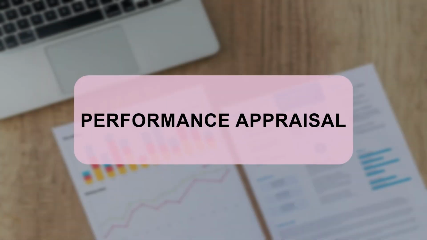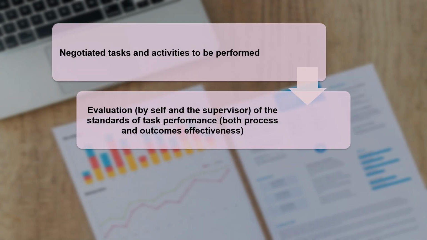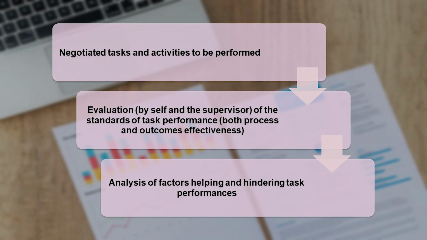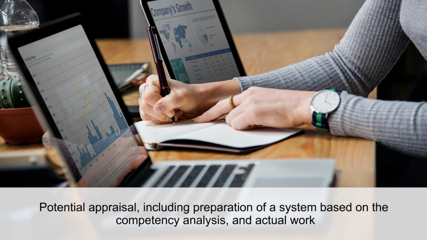In performance appraisal, the negotiated tasks and activities are to be performed. Evaluation by the self and the supervisor of the standards of task performance, both process and outcome effectiveness, is measured. Analysis of factors may help and hinder the task performances. Potential appraisal will include the preparation of a system based on the competency analysis and actual work.